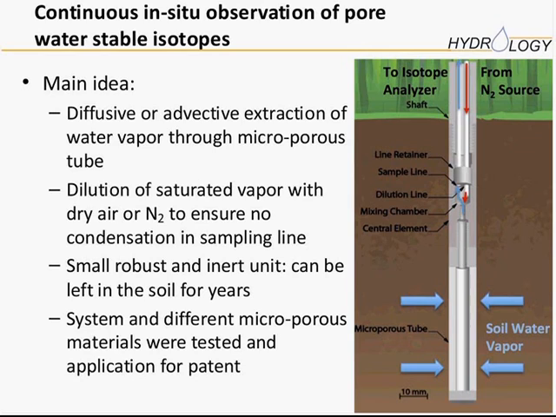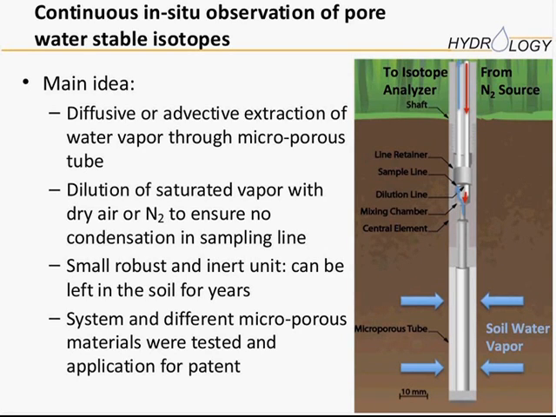So what we did is we developed a small sensor that is roughly 10 millimeters wide. It looks a little bit like a small tensiometer. And in the lower part is a microporous tube. In that microporous tube, soil water vapor can exchange between the inside of the tube and the soil surrounding it. And then we have developed a system where a dry nitrogen source can flow with a specific flow volume into the sensor and will mix there with the saturated water vapor coming in from the soil.